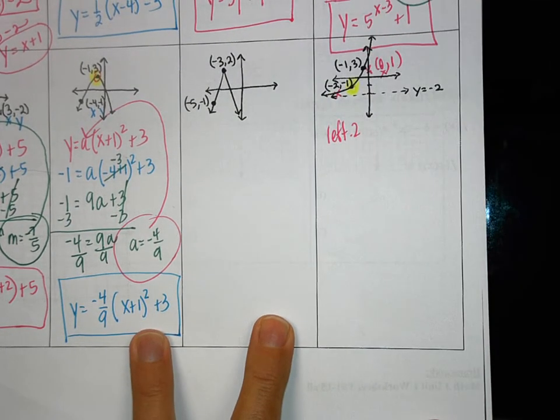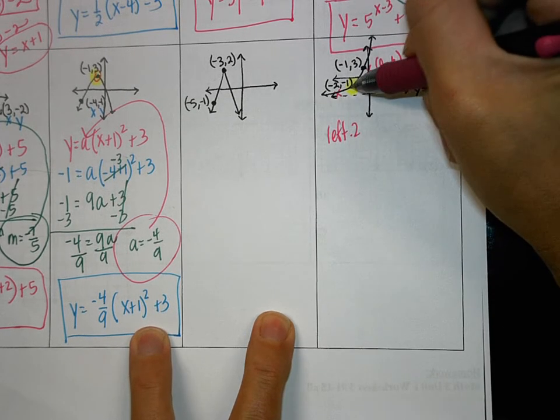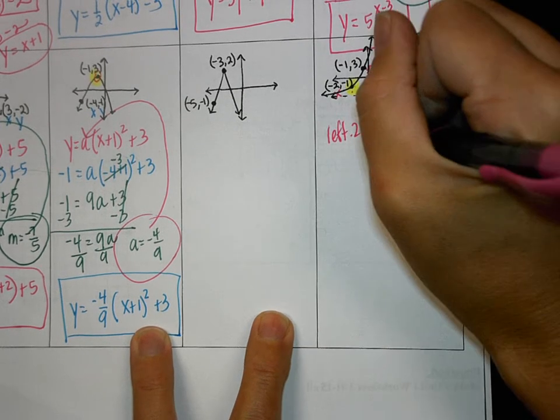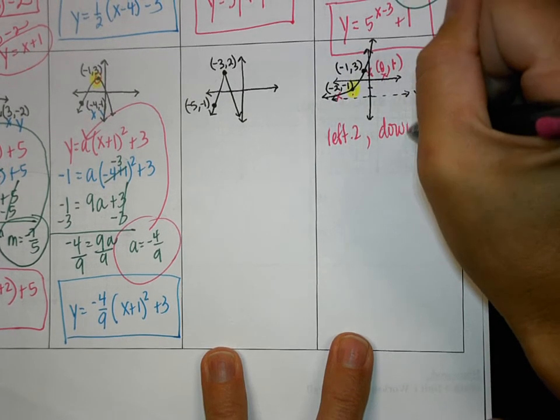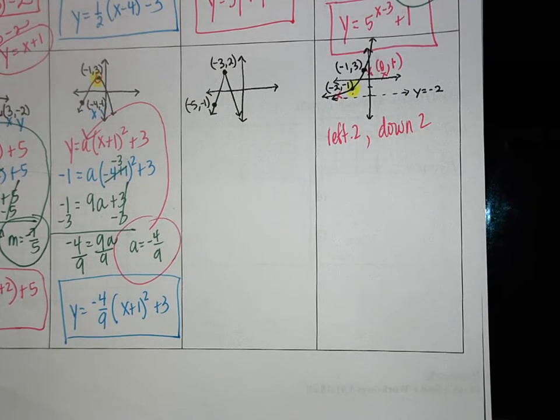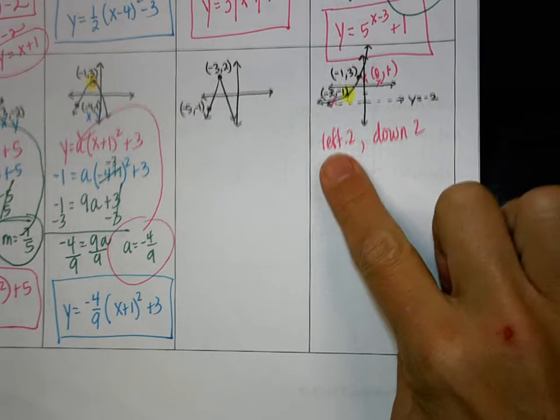If we are at 1 on the Y and we want to get to -1 on the Y, what are we doing? Down 2. Okay, in your groups, discuss this really quick. Work through this. Figure out how we came up with left 2, down 2. See if you can explain that to each other.